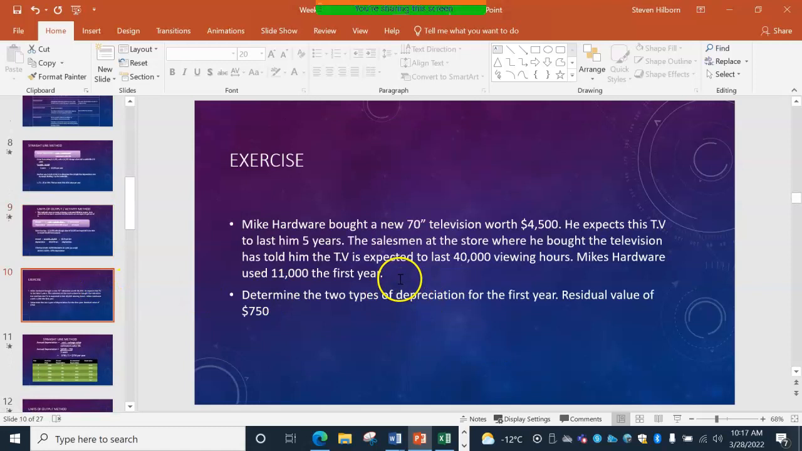So here's another example. Mike Hardware, that's a stupid name, bought a new 70-inch television worth $4,500. He expects his TV to last him 5 years. The salesman at the store where he bought the television has also told him the TV is expected to last 40,000 viewing hours. Mike's Hardware uses 11,000 hours the first year. So what I would ask of you is to determine the two types of depreciation for the first year. The residual value is 750.